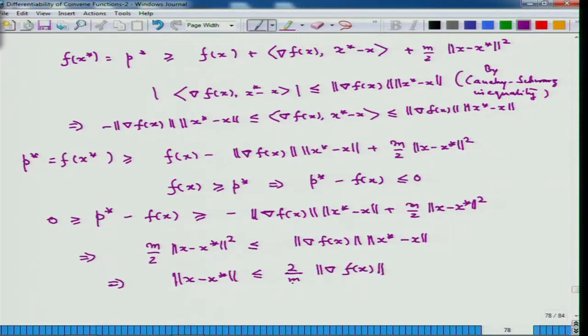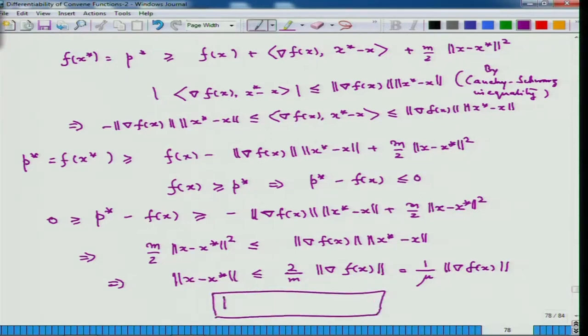Now, m is equal to twice of mu. So, this would be nothing but 1 by mu times norm grad f x. So, my condition for this is called the error bound. Sorry, 1 by mu.